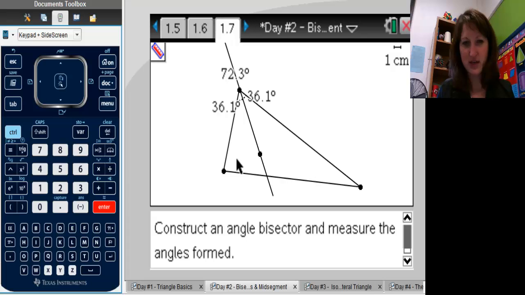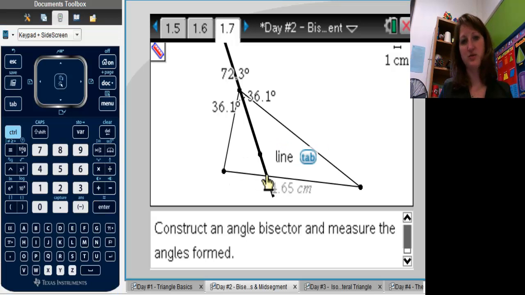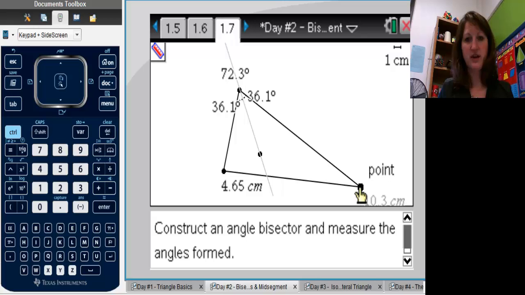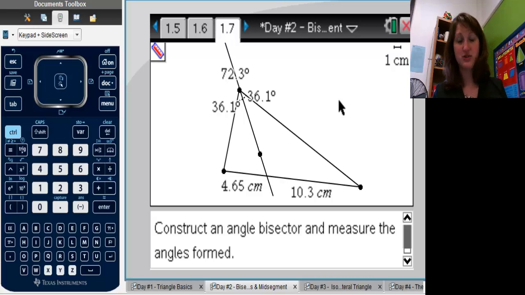One thing that I just want to look at, what if I were to measure the length of the sides down here? Are they the same length? Well, if I measure from there to there, I get 4.65. And if I measure from there to there, I get 10.3. So what I want you to see there is that with an angle bisector, you cut the angle in half, you're not cutting the opposite side in half.